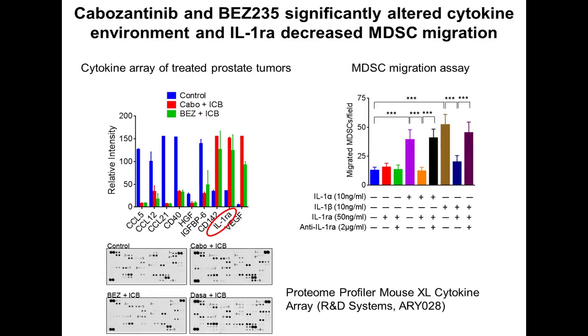So we profile tons of cytokines using the tumor lysate from the control-treated or the combination-treated mice. And here we actually use the inhibitor plus ICB as a control. As you can see here, the BEZ plus ICB or the cabo plus ICB treatment altered the level of quite a few cytokines, either decreasing them or increasing them.